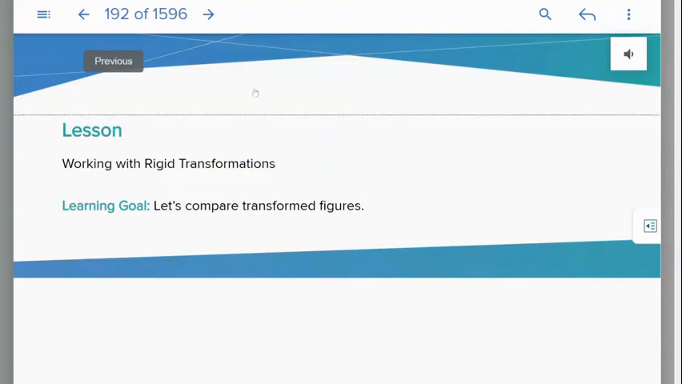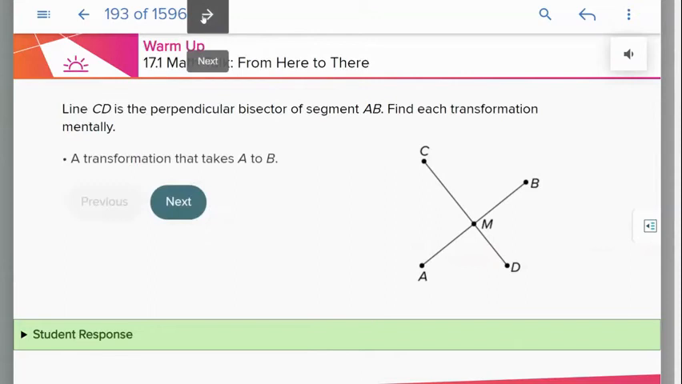Right, so this is Unit 1, Lesson 17, working with rigid transformations. Our learning goal is let's compare transformed figures. Now remember, rigid transformations include translations, rotations, and reflections. So let's look at the warm-up.